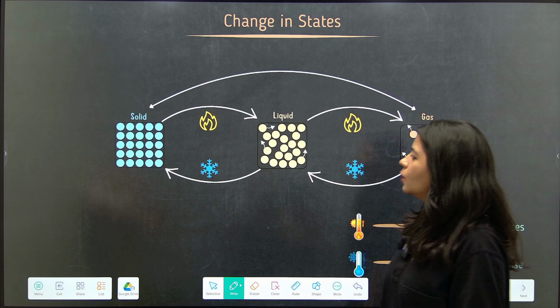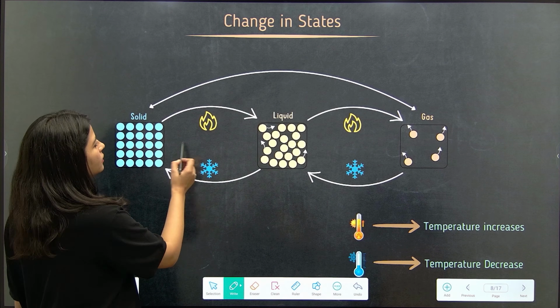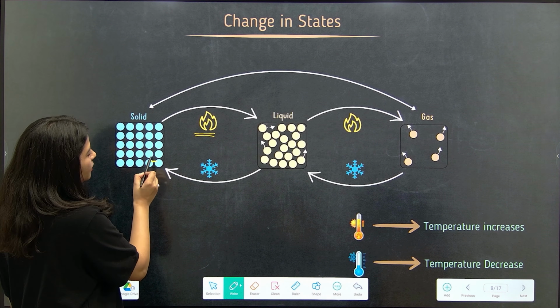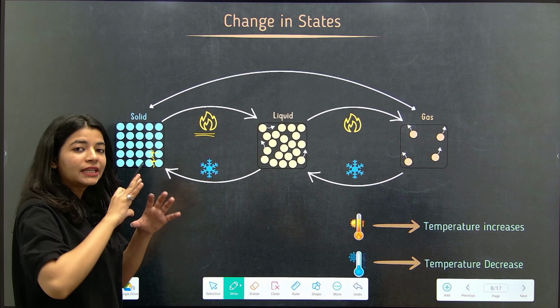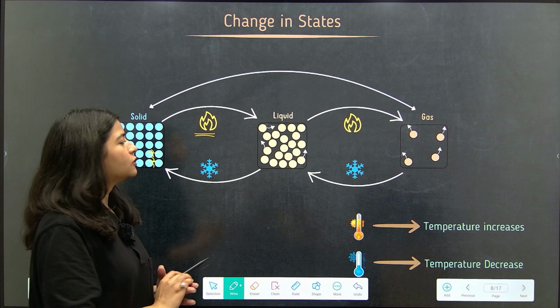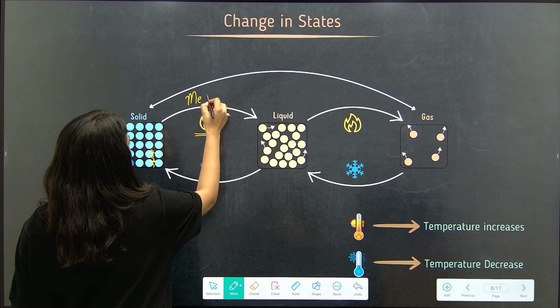Okay, so if we wish to convert a solid into a liquid, the temperature is increased. Why? Because I need to break the bond between them so that these particles move apart from each other. And this conversion, solid into liquid, is known as what? Melting.